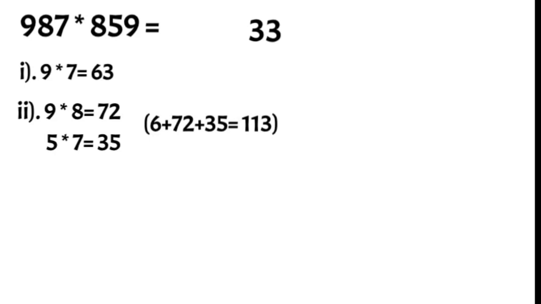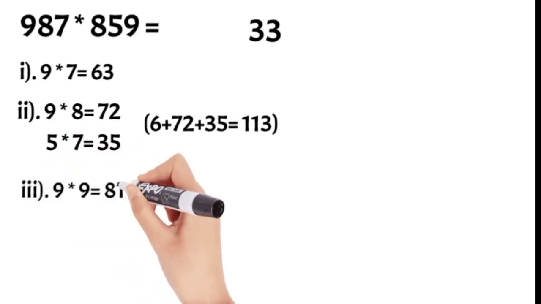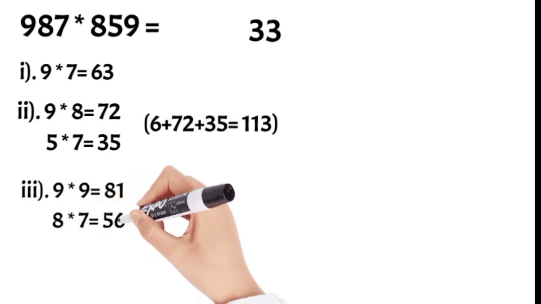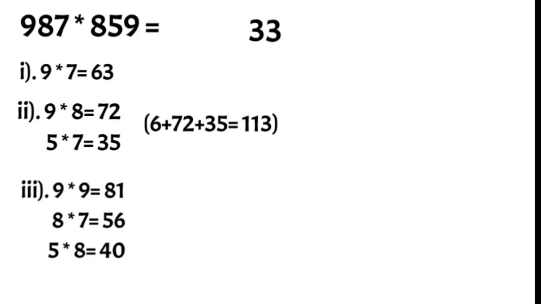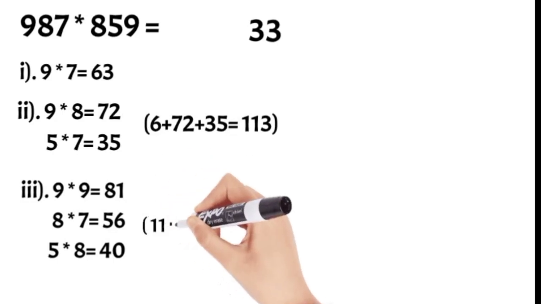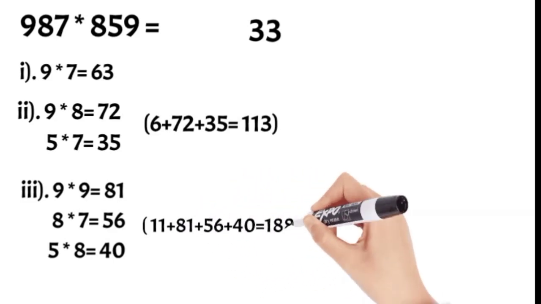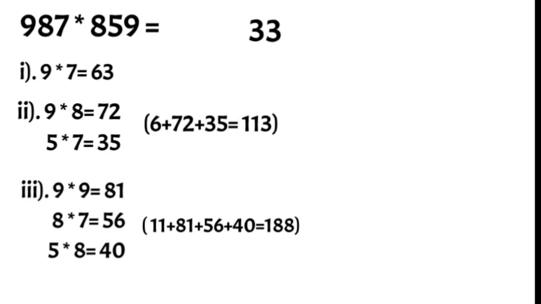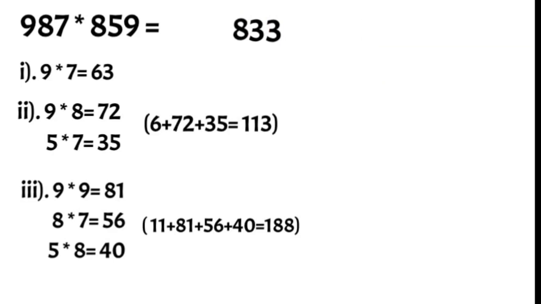In the third step, we have to cross multiply the numbers in the corner and a number in the middle. That is 9 into 9 we get 81, 8 into 7 we get 56 and 5 into 8 we get 40. Add all these numbers with the 11 which we got in the second step. That is 11 plus 81 plus 56 plus 40 we get 188. Now put 8 of that answer as the third last digit of your answer and keep that 18 for the next step.